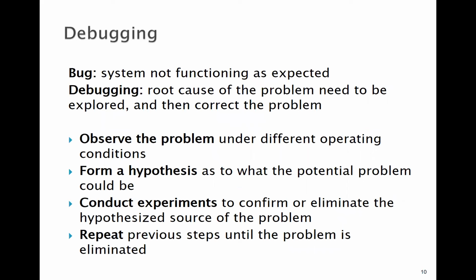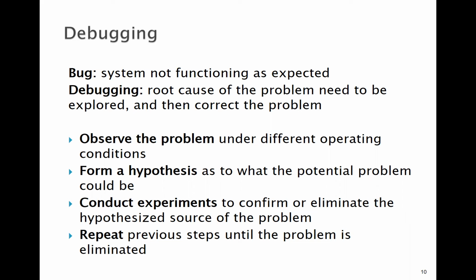You may be familiar with the term bug. If a system doesn't function as expected, then there is something wrong, and this is called a bug. Debugging is just about identification of the root cause of the problem, then correcting that. Right? So there is a procedure for debugging: observe the problem, form a hypothesis, and conduct experiments, and repeat these 3 steps.